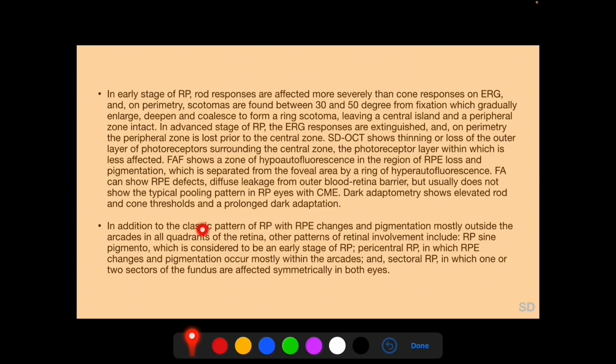Dark adaptometry shows elevated rod and cone thresholds and a prolonged dark adaptation. In addition to the classic pattern of RP, with RPE changes and pigmentation mostly outside the arcades in all quadrants of the retina, other patterns of retinal involvement include RP sine pigmento, in which bone spicule pigments are not found, and RP sine pigmento is considered to be an early stage of RP. Pericentral RP, in which RPE changes and pigmentation occur mostly within the arcades, and sectoral RP, in which only one or two quadrants of the fundus are affected, usually symmetrically in either eye.